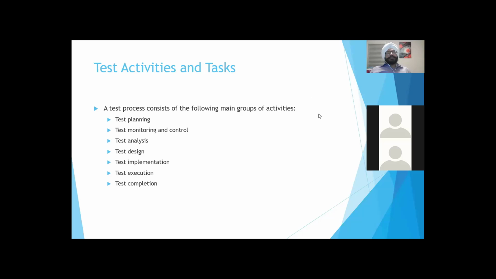Test implementation. In that, whatever test cases are written, it's time to implement those, and then test execution. Basically, executing means we are performing all those test steps and recording our test efforts. That okay, this step was performed, and if the test case is not meeting the expected result, we consider that a failed test case. And if it is good, then we mark that as a passed test case.